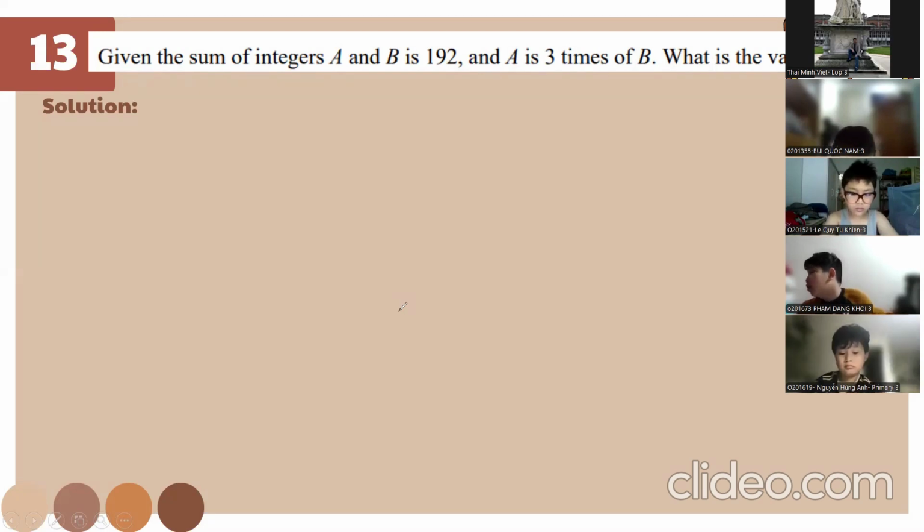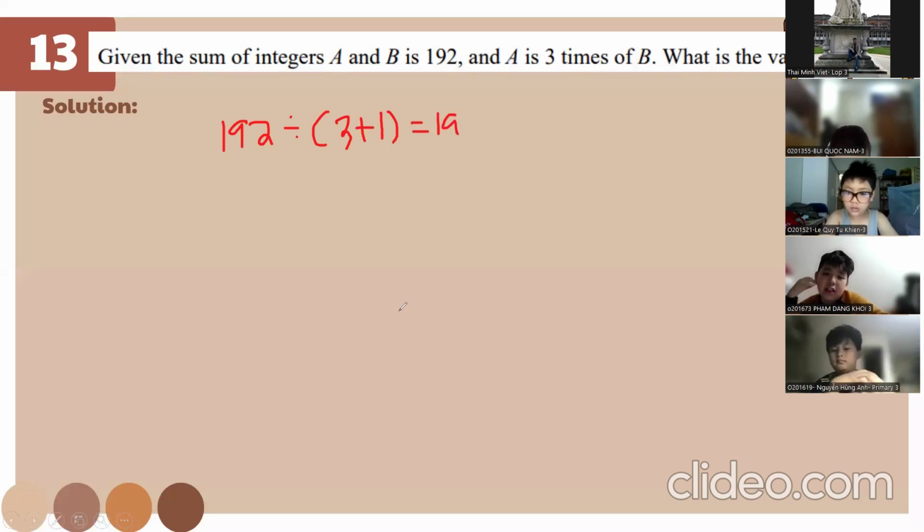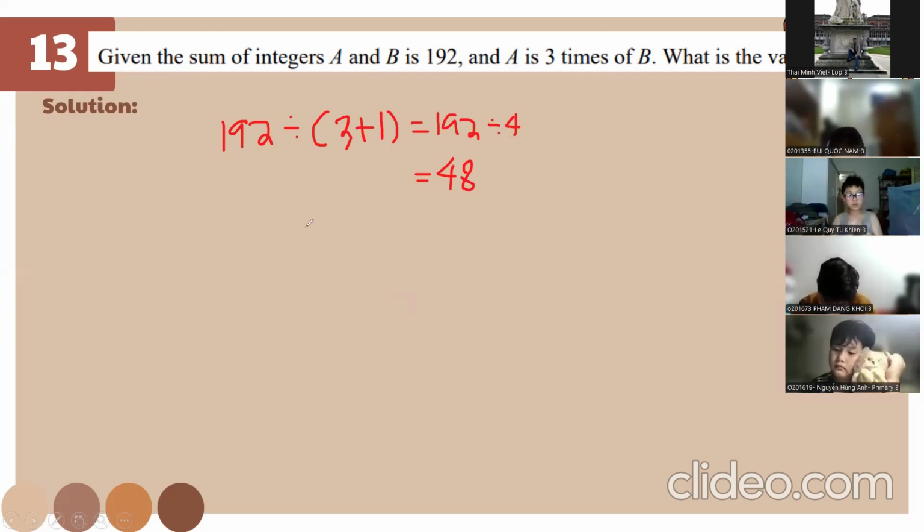So we have here 192 divided by 3 plus 1. So for 192, we are able to divide it by 4. Then we'll get 48. Okay? So this is how we do it.